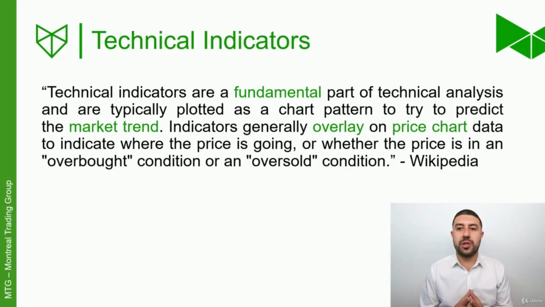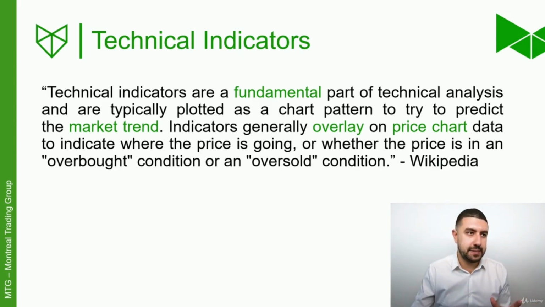In this section, we're going to be looking at technical indicators. So technical indicators are the biggest part of technical analysis. And the definition for technical indicators, taken from Wikipedia here, is: technical indicators are a fundamental part of technical analysis and are typically plotted as a chart pattern to try to predict the market trend. Indicators generally overlay on price charts, price chart data, to indicate where the price is going or whether the price is in an overbought condition or an oversold condition.